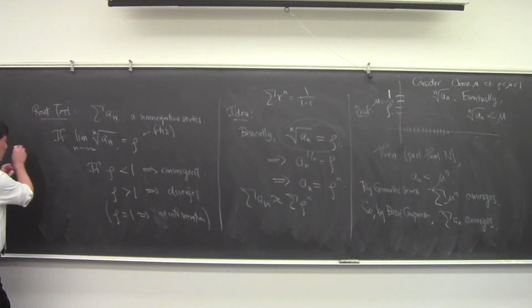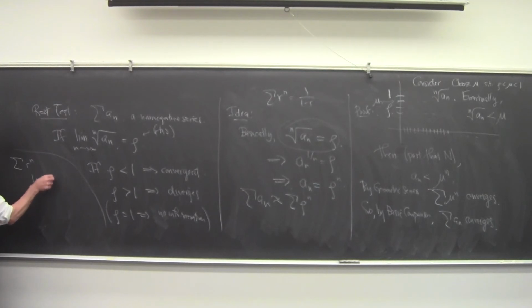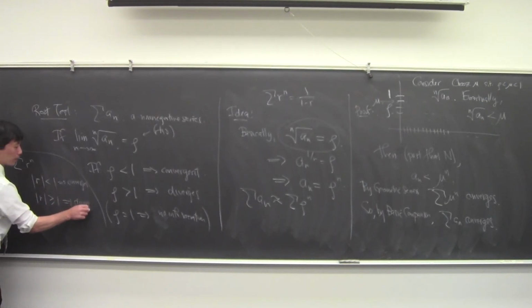Actually, let me do it right now while people are working. So remember, if you have something like this, then if the magnitude of r is less than 1, this thing converges. And if the magnitude is bigger than or equal to 1, then you have to get divergence.